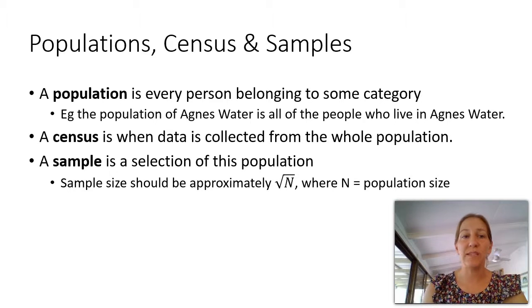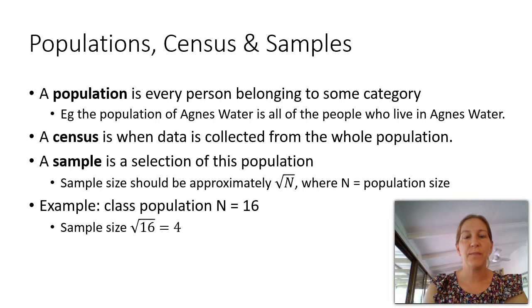Now, in order to be able to say this, the sample size has to be big enough that it can represent the whole. In general, we say that the sample size should be approximately the square root of n, where n is the population size. So if we look at our class, the population, if we have 16 people, we need a sample size that's at least the square root of 16, so 4, in order to really get a reasonable sample of the population.